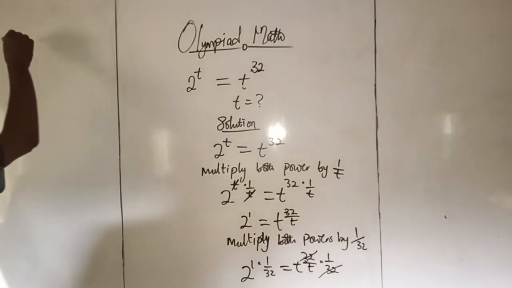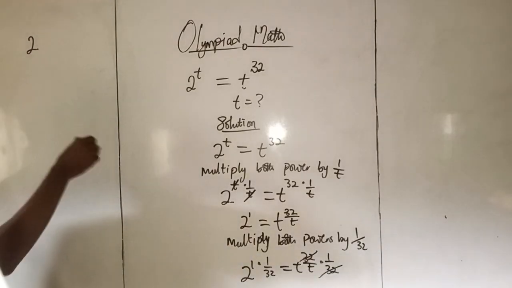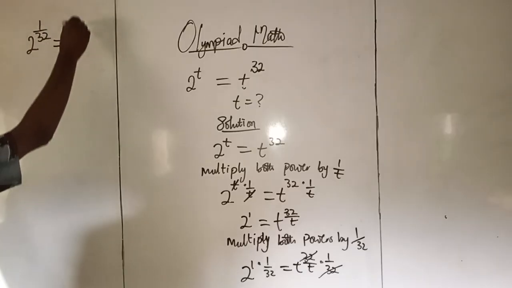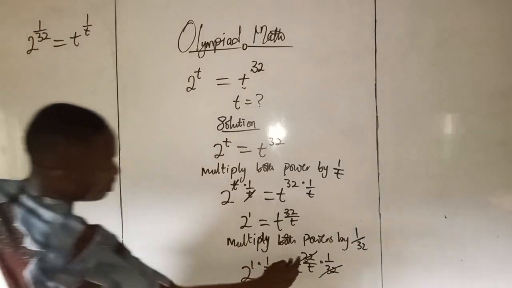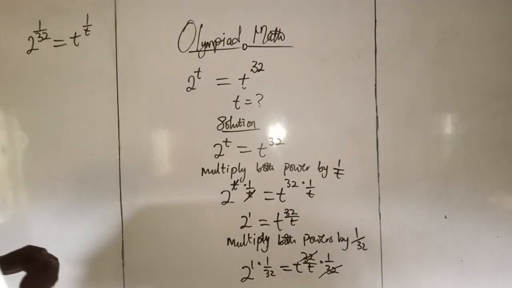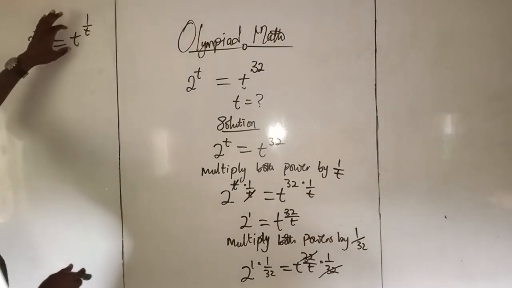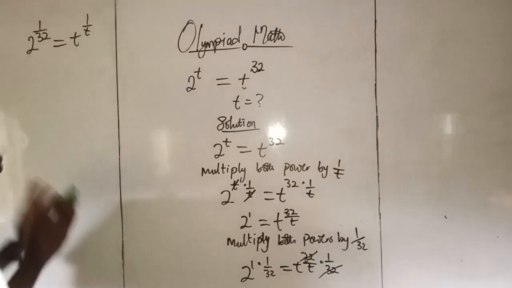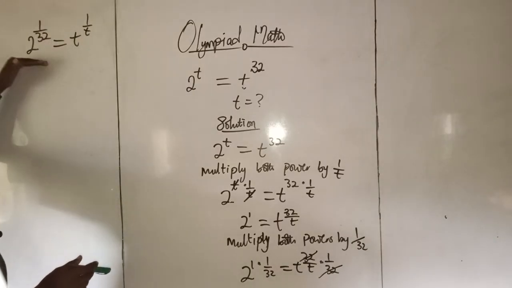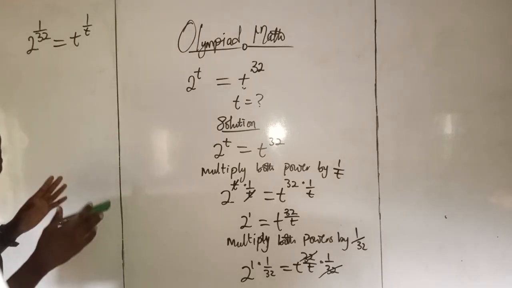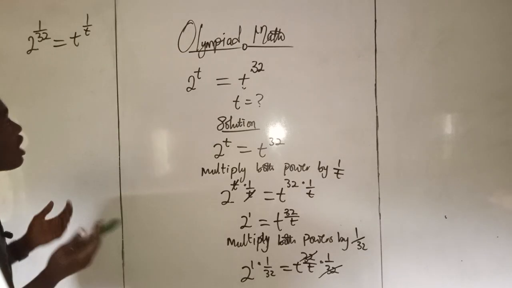So let's move to the next part of the board. I can have this as 2 to the power of 1 all over 32 equals t to the power of 1 all over t. So 1 times 1, t times 1, I have this. But now you can see that my right hand side has t and t, so on that side I've done what I wish to. But the next step now is to try to make both sides the same, like equivalent, so that I can compare both sides of the equation. How do I do that?